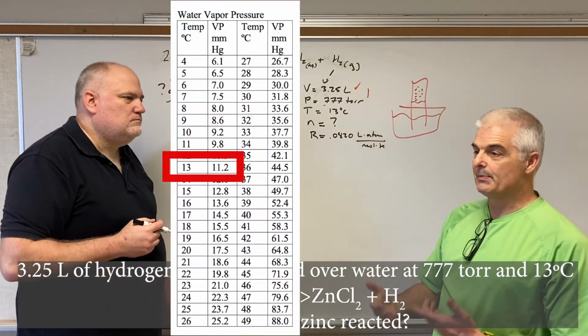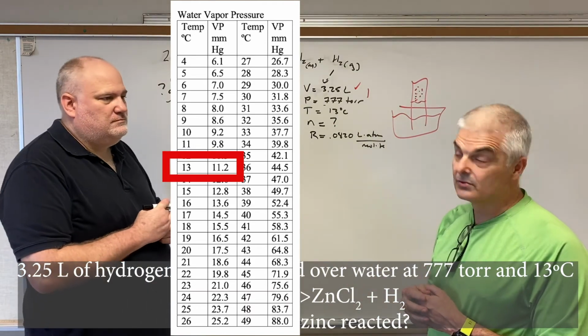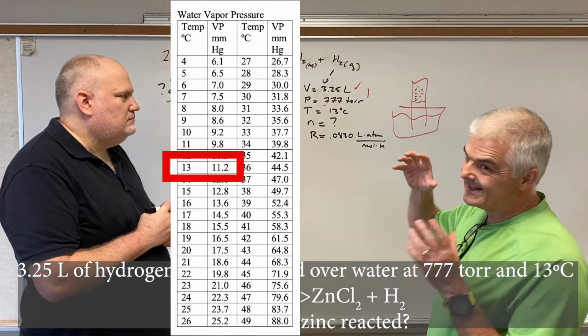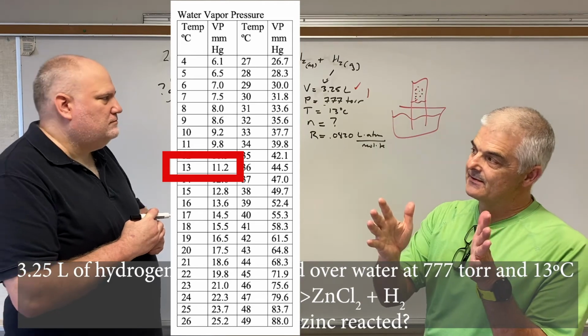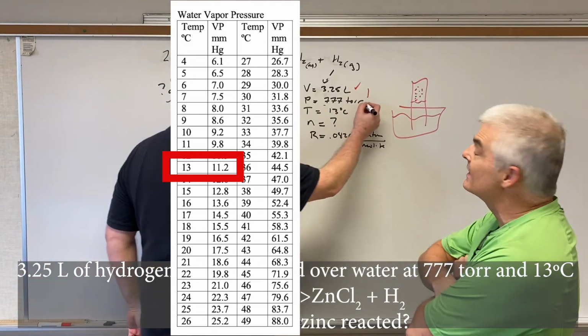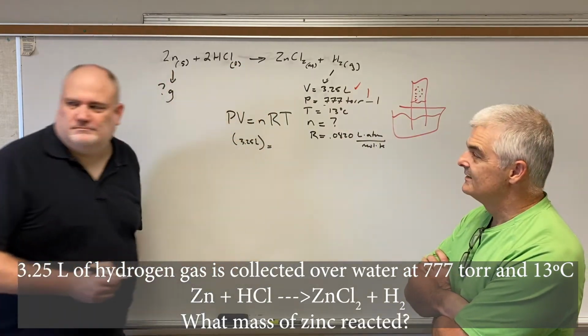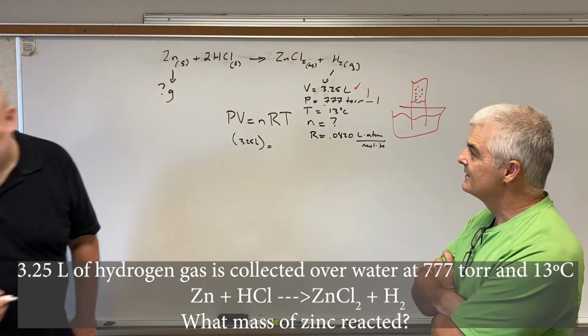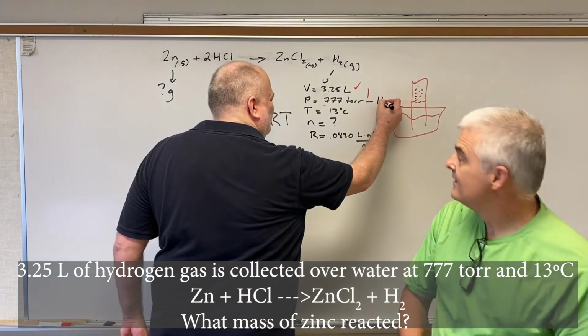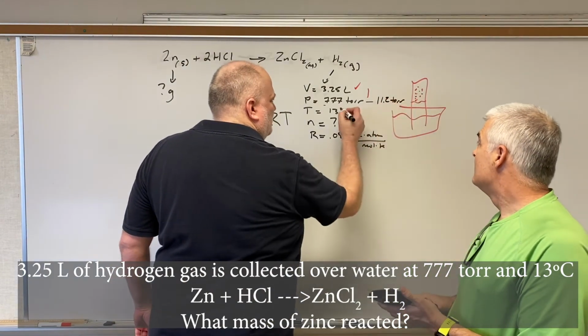And so when we look up at the table, it's 11.2 torr. So the total pressure is 777. So all we have to do is subtract out the number from the water vapor pressure table, 11.2 torr. There's also something else here. This is both in torr.